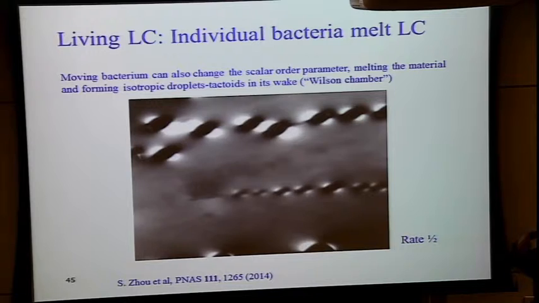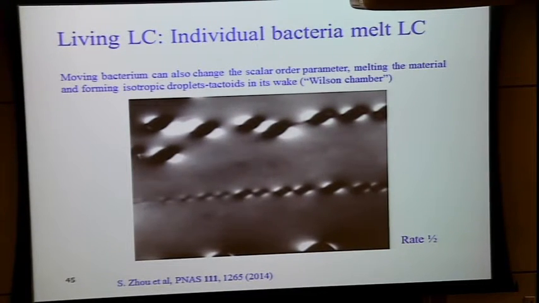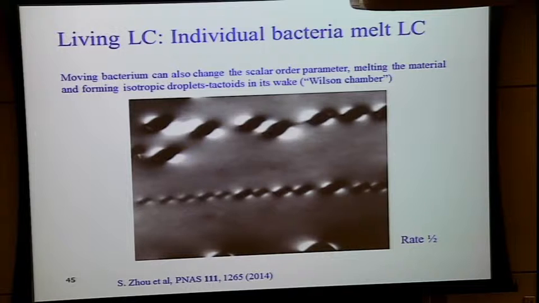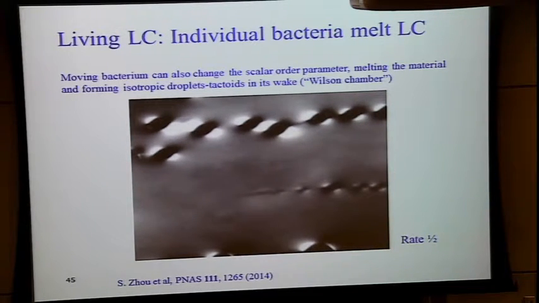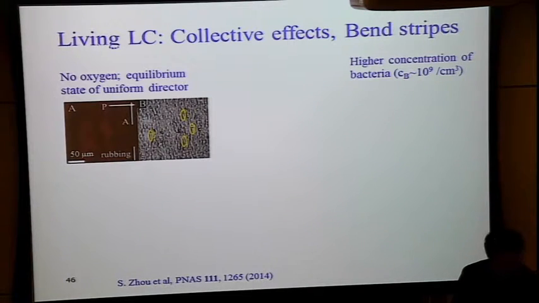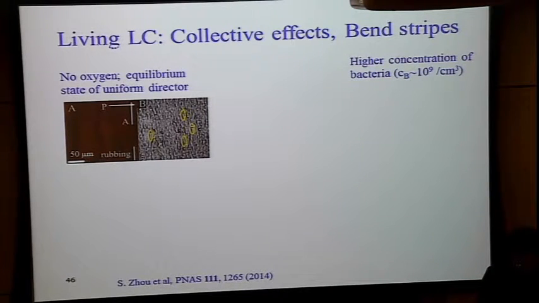If you are close to the phase transition into the isotropic phase of this nematic, then you might have the Wilson cloud chamber effect. The moving bacterium shears the liquid crystal to such an extent that it melts, simply because the temperature is close to the melting point, and it leaves this trace of tactoids in its wake. So these are the effects at the individual level of bacteria.